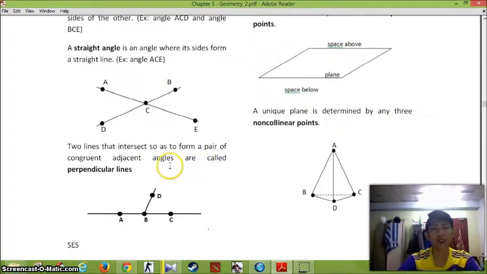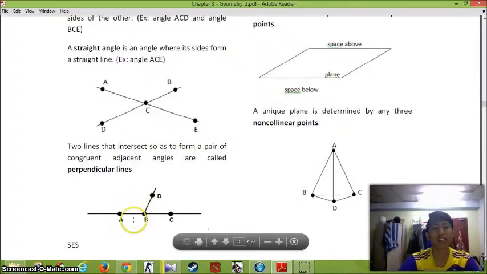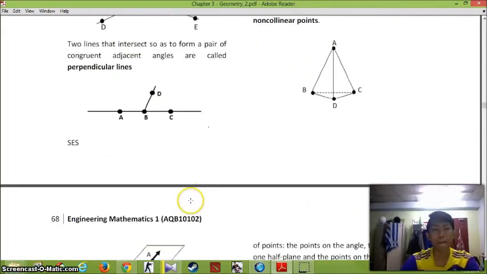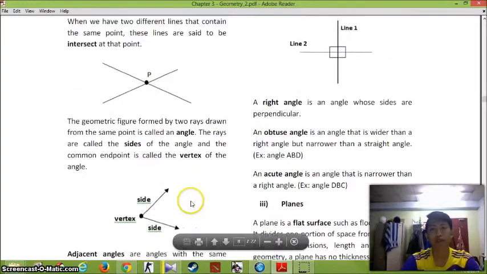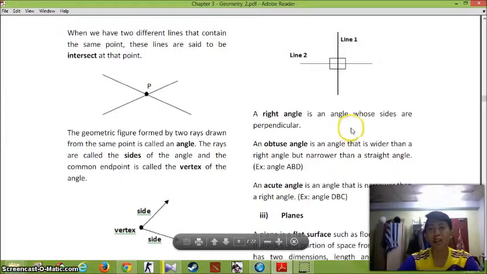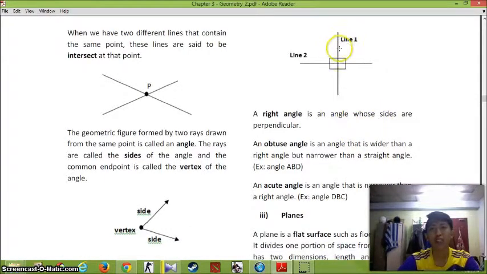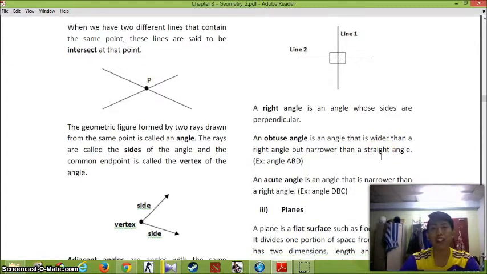Two lines that intersect so as to form a pair of congruent adjacent angles are called perpendicular lines. This is the perpendicular lines. A right angle is an angle whose sides are perpendicular. It is perpendicular and has a 90-degree angle. An obtuse angle is an angle that is wider than a right angle but narrower than a straight angle. Example, angle ABD.